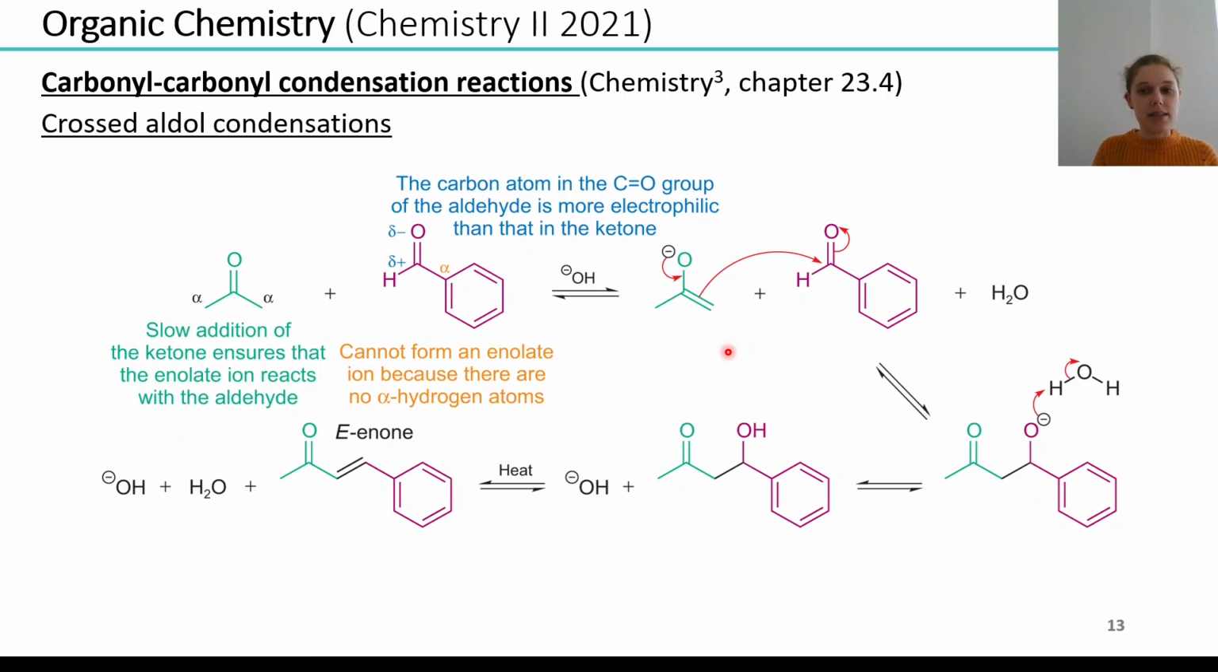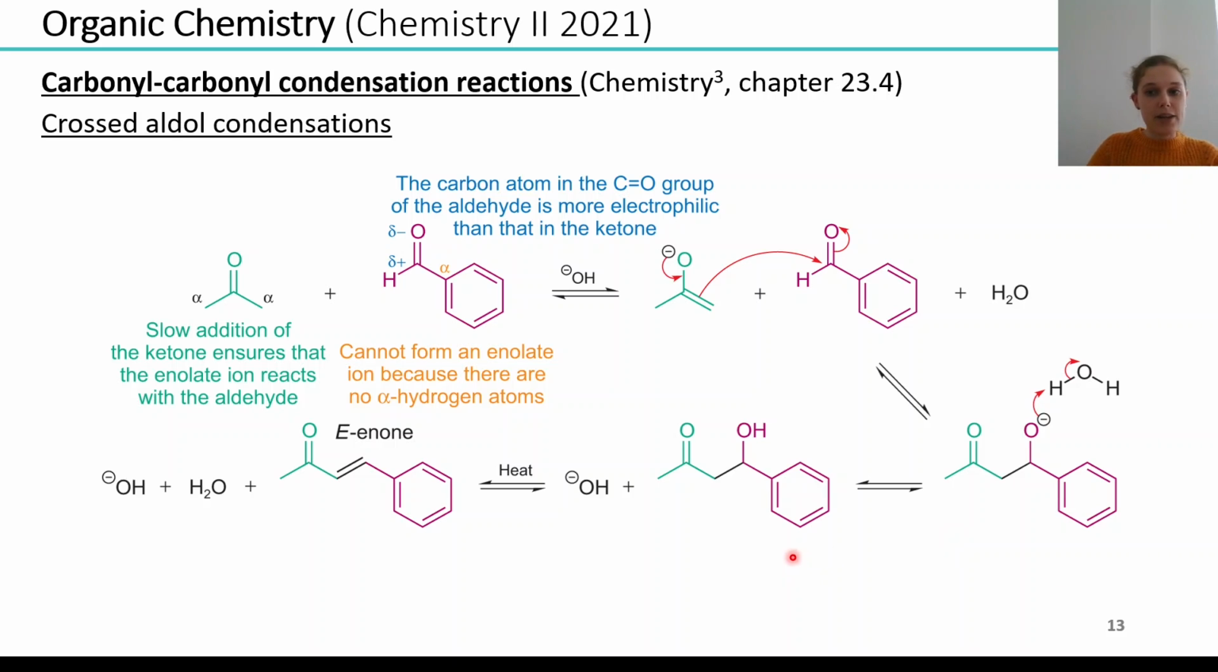Subsequently, this enolate ion can, in principle, react with either the acetone or the benzaldehyde. However, the carbon atom of the carbonyl group in the aldehyde is more electrophilic compared to that of the acetone. Hence, the enolate ion will react with the carbon of the carbonyl group in the aldehyde. Hence, the enolate ion will react with benzaldehyde. Additionally, acetone is added only dropwise in order to ensure the enolate ion reacts with the aldehyde, as there will be no excess of acetone in the reaction mixture.